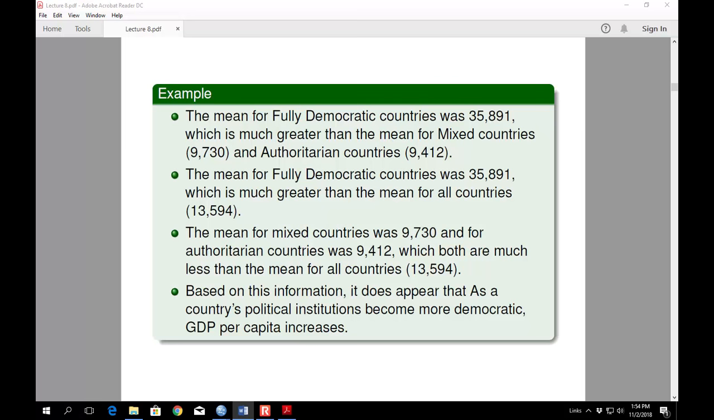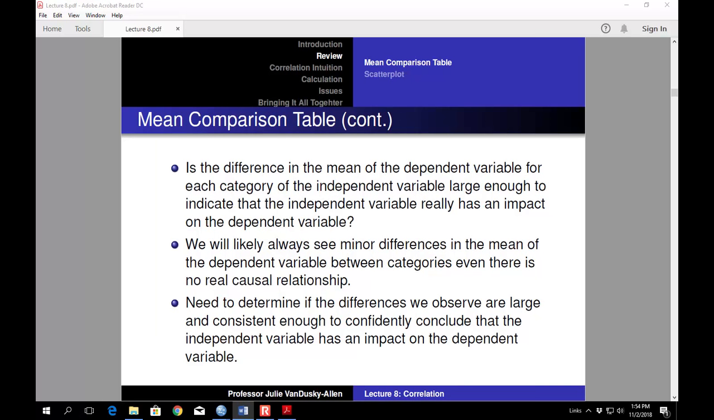Based on this information, it does appear that as a country's political institutions become more democratic, GDP per capita increases. However, is the difference in the mean of the dependent variable for each category of the independent variable large enough to indicate that the independent variable really has an impact on the dependent variable? We will likely always see minor differences in the mean of the dependent variable between categories, even when there is no real causal relationship. We need to determine if the differences we observe are large and consistent enough to confidently conclude that the independent variable has an impact on the dependent variable.